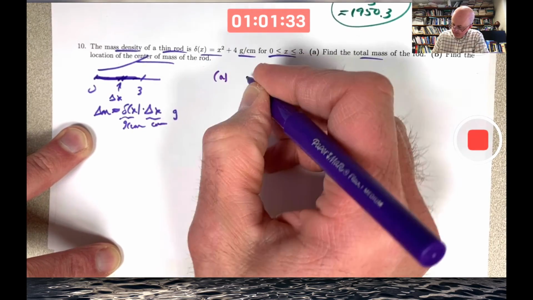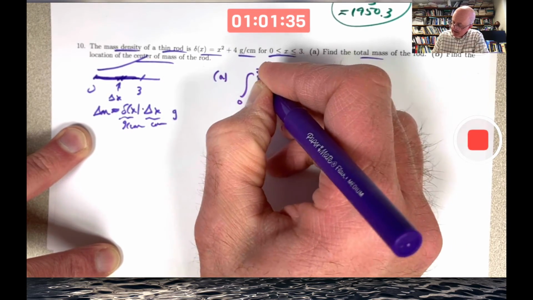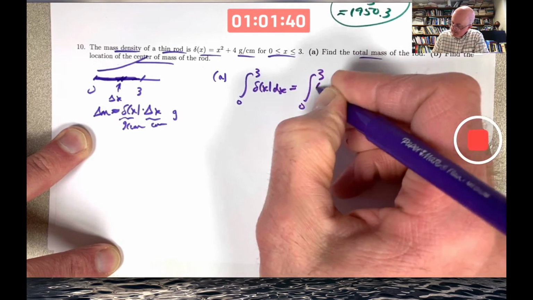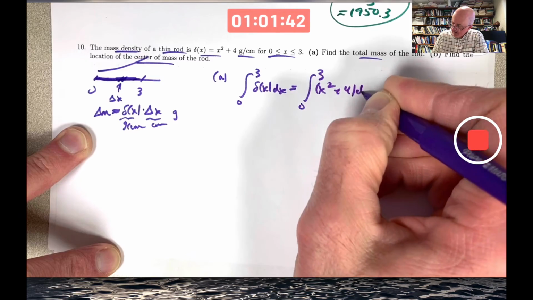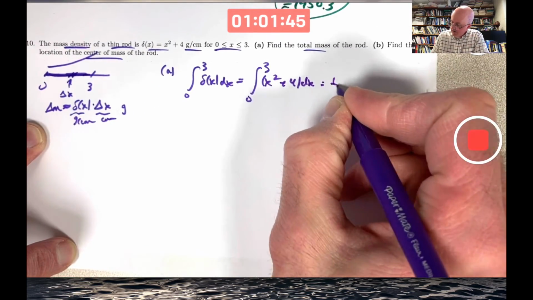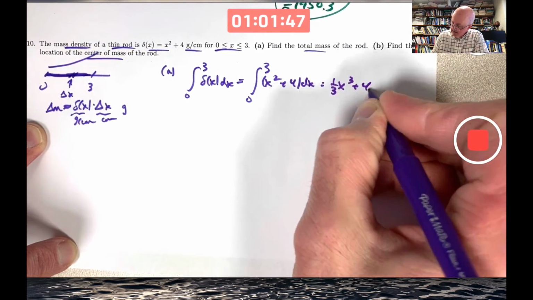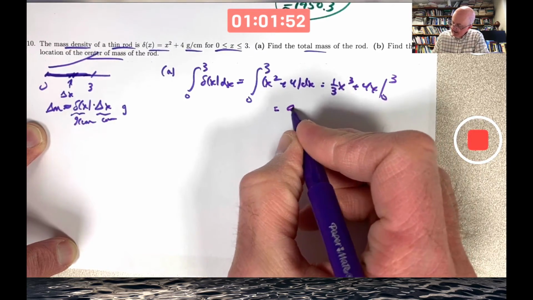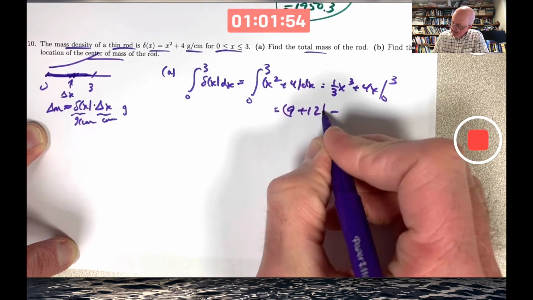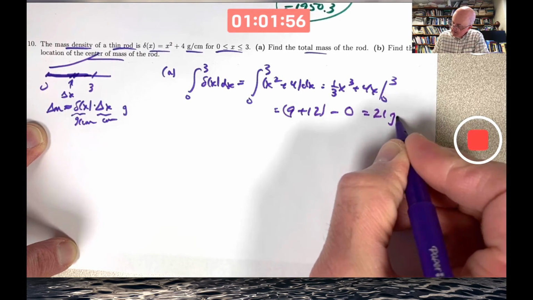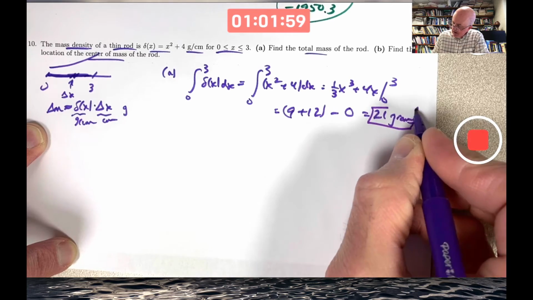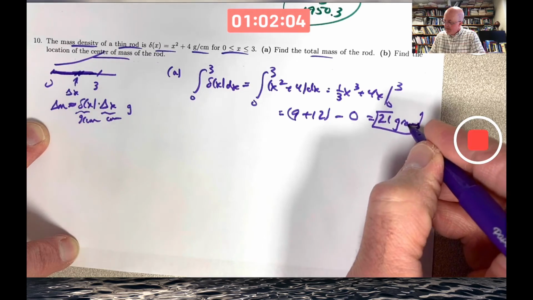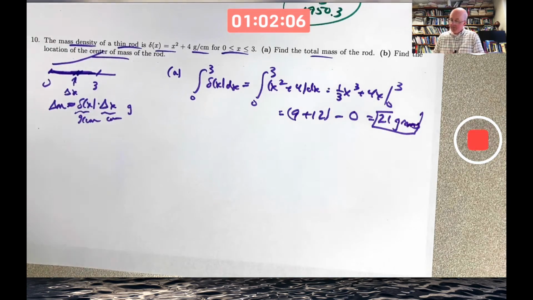The answer for part A is to integrate the density function from 0 to 3. So doing it is fairly easy. You're going to get 1/3 x cubed plus 4x going from 0 to 3. 3 cubed is 27, divided by 3 is 9. 9 plus 12, and then a minus 0. Looks like 21 grams is the mass of this thin rod. I'm pretty sure that is correct.